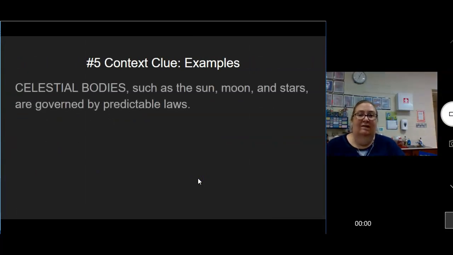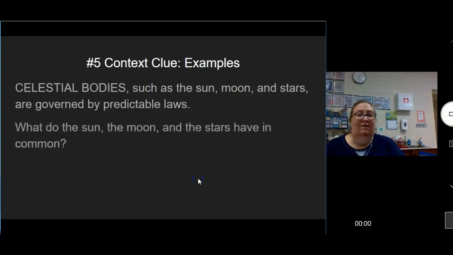Celestial bodies, such as the sun, the moon, and stars, are governed by predictable laws. Okay? Celestial bodies. None of these things are named Celeste, so I'm out of luck there. I'm going to have to just look at the examples. We have the sun, the moon, and the stars. What do those things have in common?